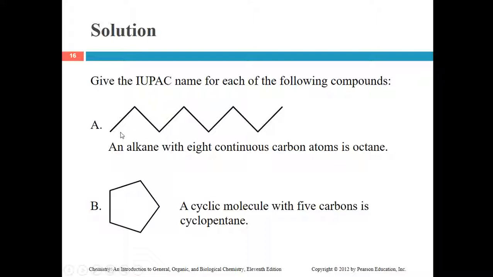So press pause, see if you can give the name for each of the following compounds. So let's look at this. We have on A, this straight line, the line formula. Let's count how many carbons are here by knowing how to count it. So here's 1, this is an end, so it represents 1, 2, 3, 4, 5, 6, 7, 8. So that is octane. All right, so now let's look at this one. Well, it's cyclic, it's all in a ring, so we know we've got to start with the word cyclo. Now let's count how many corners there are. 1, 2, 3, 4, 5. So it's cyclopentane.